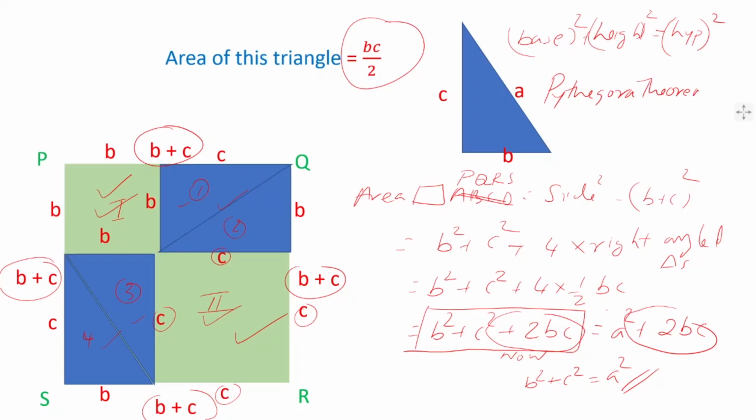Pythagoras theorem says that in a right-angled triangle, the sum of the squares of the perpendicular sides, the sum of the squares of base and height, will be equal to the square of the hypotenuse. The square of the hypotenuse is equal to the sum of the squares of the other two sides.